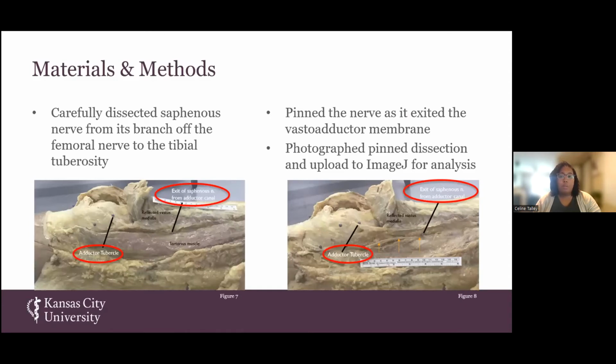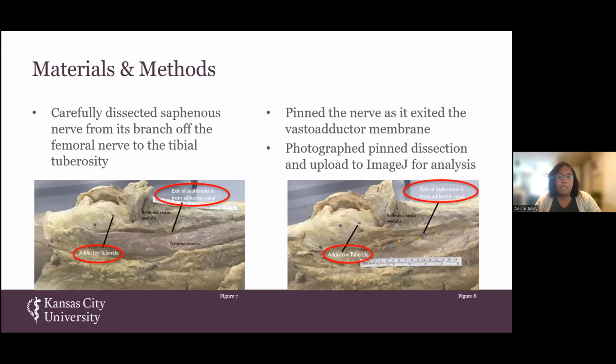Following marking the tubercle, we carefully dissected and traced the saphenous nerve through an incision running from the anterior superior iliac spine to the tibial tuberosity. The saphenous nerve was then pinned as it exited the vastoadductor membrane. We chose this location for the saphenous nerve because it's an identifiable structure the saphenous nerve ran through repeatedly.